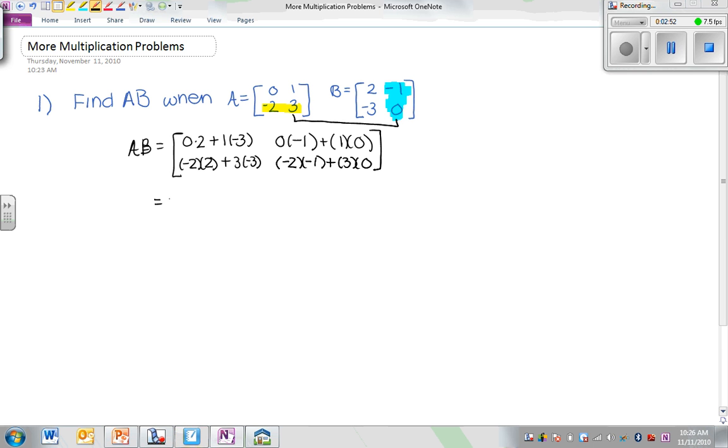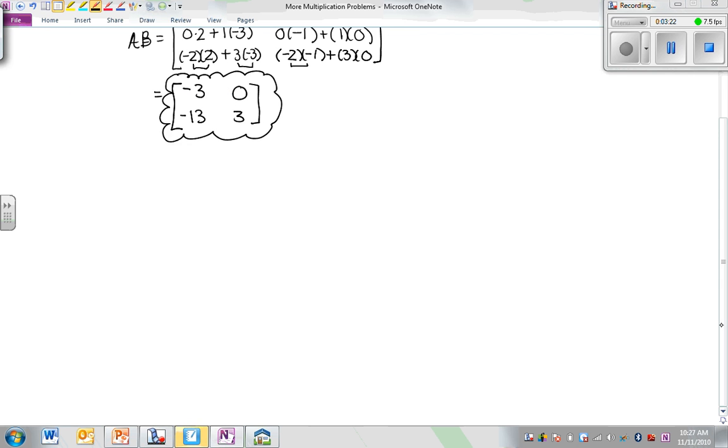So 0 times 2 is 0. Minus 3 is negative 3. 0 plus 0 is 0. Negative 4 plus negative 9 is negative 13. Then I've got 3 plus 0, which is 3. And this is our answer. Okay, so that's pretty easy. Got it? All right, let's try one more question.